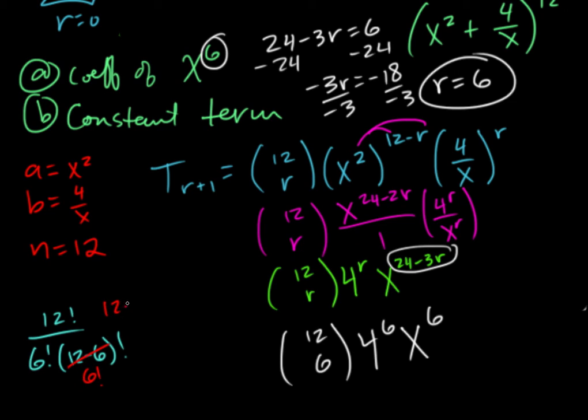So we can say 12, 11, 10, 9, 8, 7, 6 factorial. And we have two 6 factorials on the bottom. Cross those out. This 6 factorial is really like 6, 5, 4, 3, 2, 1. And we can play around with these to cancel whatever. If you just want to multiply these in a calculator and divide, you're welcome to do that.